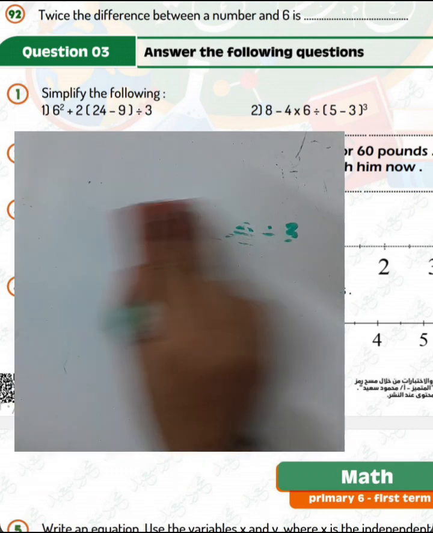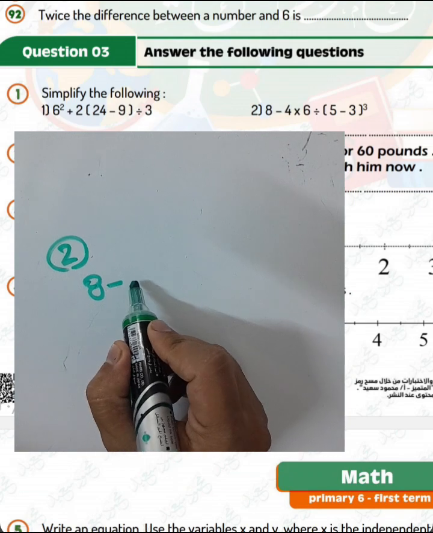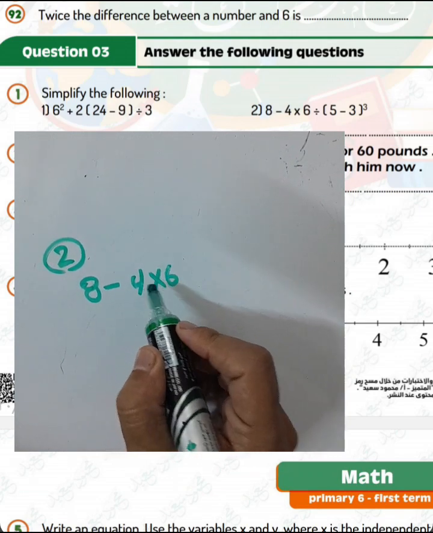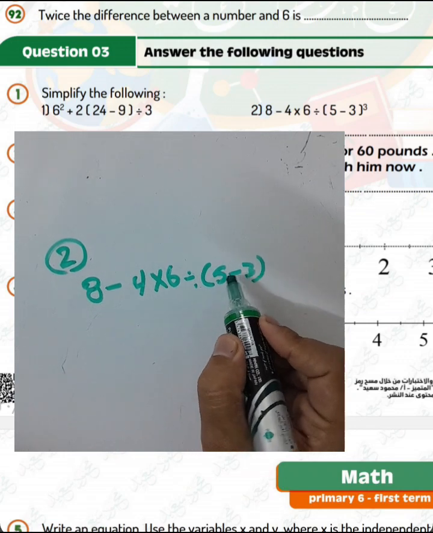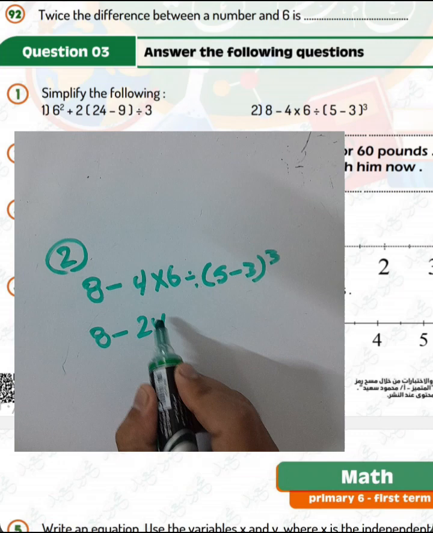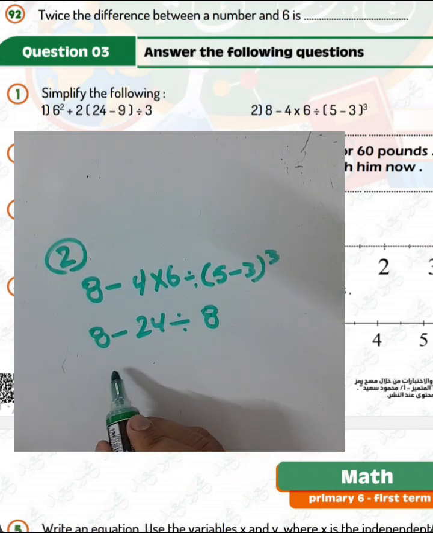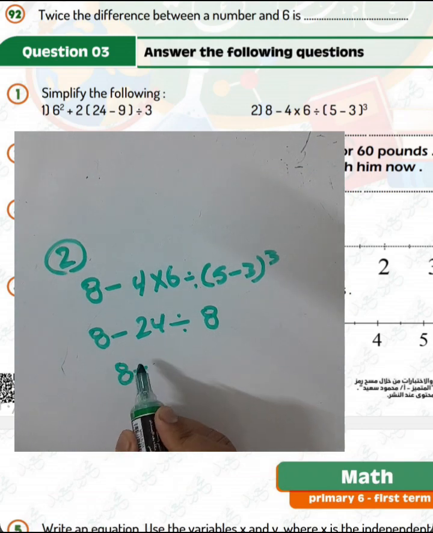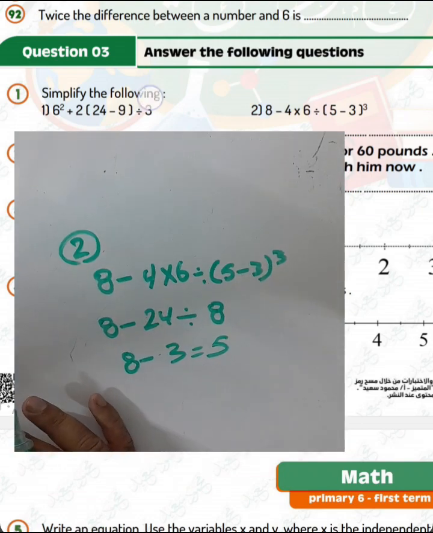Okay, question number 2. We have 8 minus 4 times 6 divided by the difference 5 minus 3, all power 3. 4 times 6 equals 24, divided by (5 minus 3) power 3, which is 2 power 3, equal to 8. Then 24 divided by 8 equals 3. 8 minus 3 will be 5. The result here will be 5.